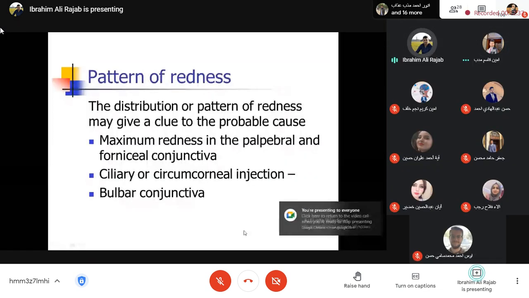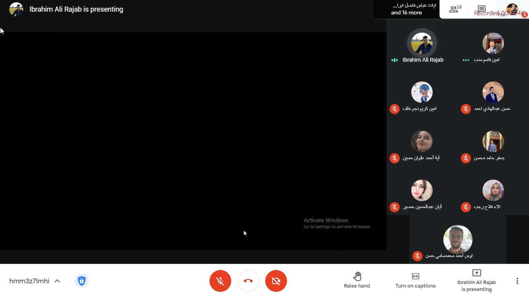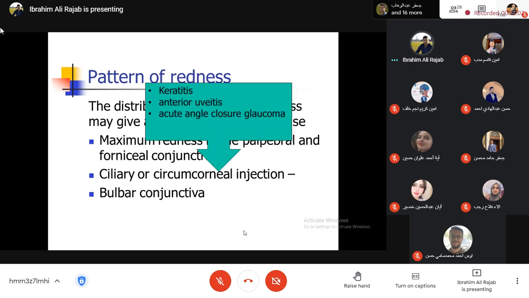In the slit lamp examination, we said where is the redness more. We said there is some disease such as conjunctivitis, where the redness is more in the palpebral and fornical conjunctiva. If the redness is more surrounding the cornea, it is called ciliary flush or circumcorneal injection. We may think that the patient has angle closure glaucoma, uveitis, or keratitis.